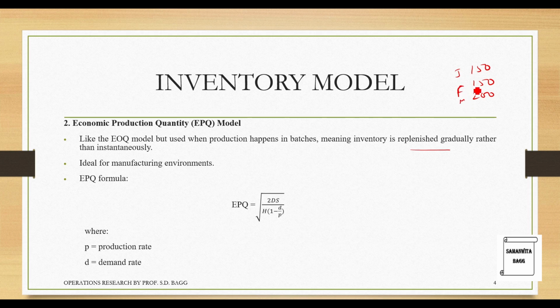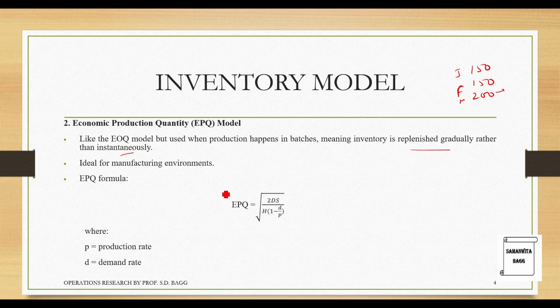If you suddenly require material, then this model is not for it. Or if you require it instantaneously, like for today, suppose there is a sudden demand and you want this 200 to change to 300, it is not possible in this model. Ideal for manufacturing environment. So where you have to produce and give it to the market over a period of time gradually, that's where this model is used.